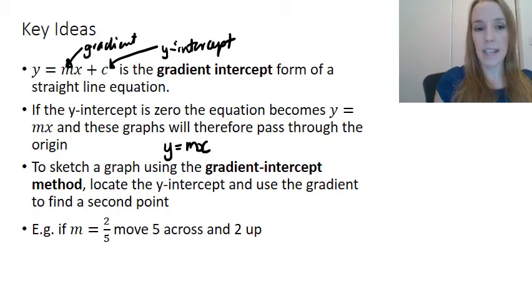So to sketch a graph using the gradient intercept method, what we need to do is locate the y-intercept. So in our formula, we'll be able to see the y-intercept. That'll be that c part on the end there. And then we also need to use the gradient to find a second point.